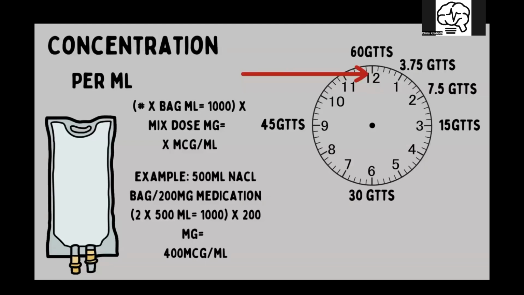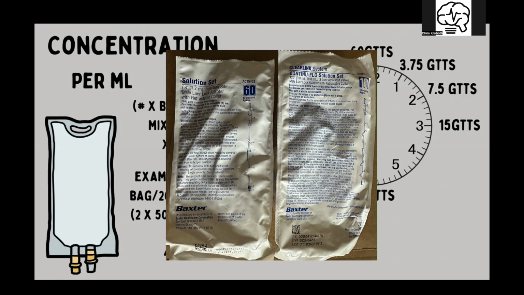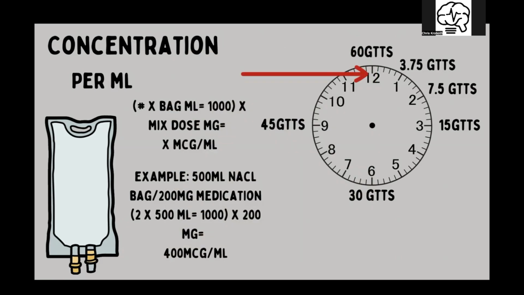So we need to figure out the concentration per milliliter depending on our drip. And then when we take that per milliliter, we look at our drip set. It's either 10 drops per milliliter or 60 drops per milliliter. So we take our concentration, find our milliliters. In this instance, when we build our clock out, we're going to do our 60 drop set. So it's 60 at the top, 30 at the bottom, 15, 45. So it's 60 drops a minute, so it's one drop per second. 30 would be one drop every 2 seconds.